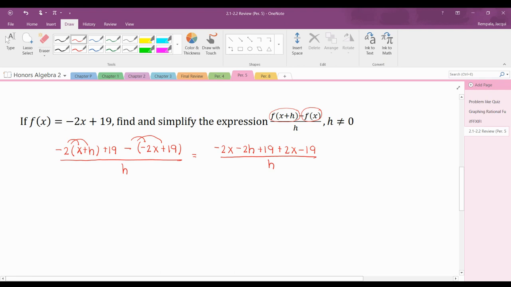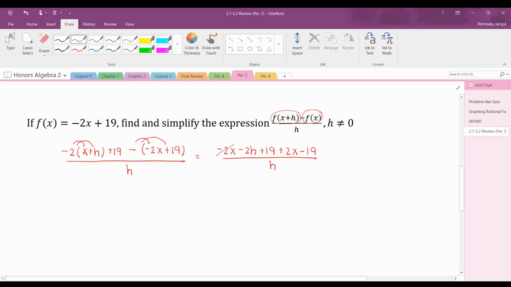Now that my parentheses have disappeared, I want to start looking for like terms that I can combine. Looks like we've got a -2x and a positive 2x, so those are going to cancel. We've got a positive 19 and a -19, so those are going to cancel. So it looks like we have a -2h. This is all over h.